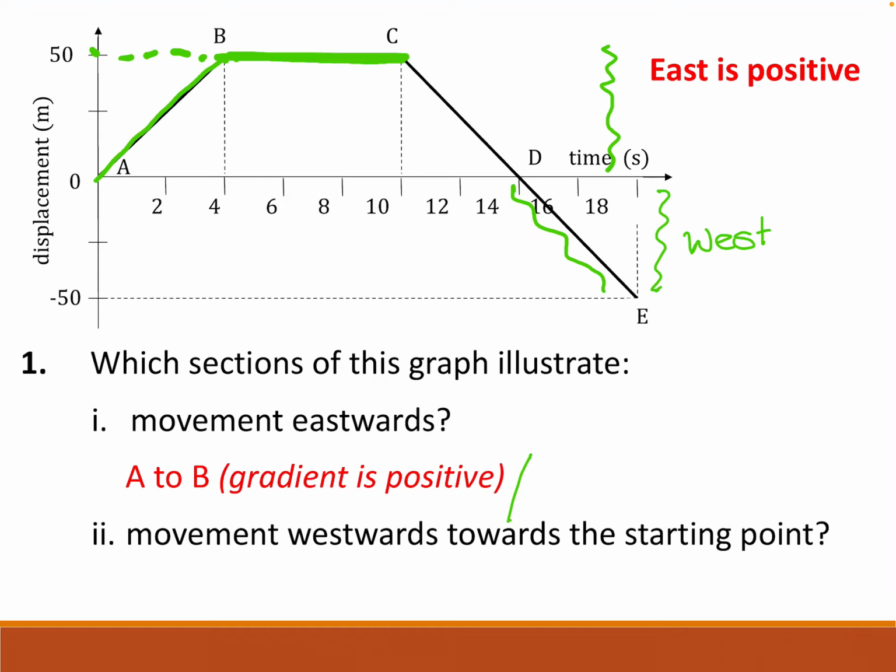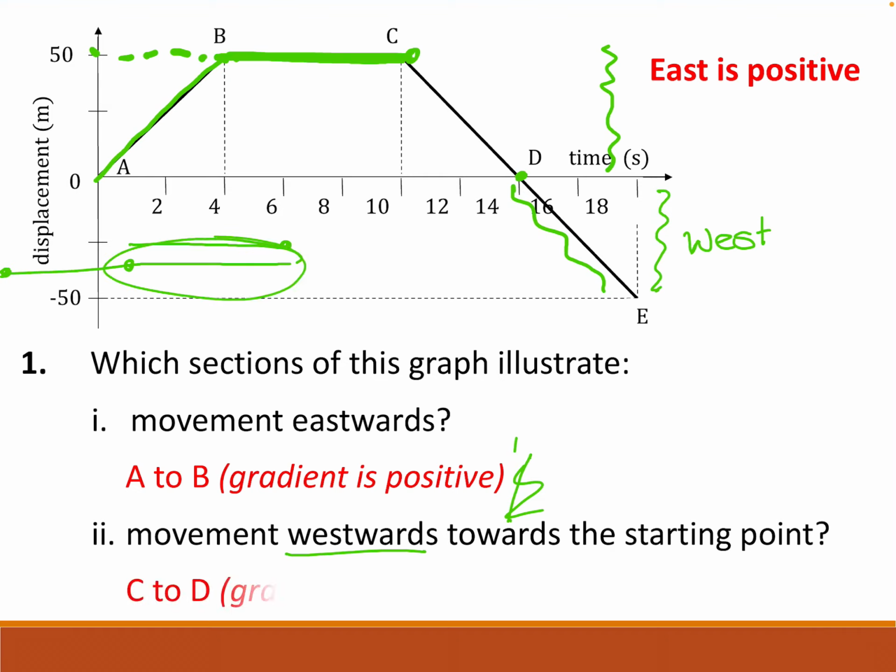But also what we should have put here is, no, I'm lying to you. This here, it's going from 50 meters away, getting to 0. This is still not east. It's turned around. What this graph is telling me is it went for 50 meters, stopped, then went back to the starting point, and then went past the starting point. Movement westwards towards the starting point, that's the second part. So that's C to D. The gradient is negative.